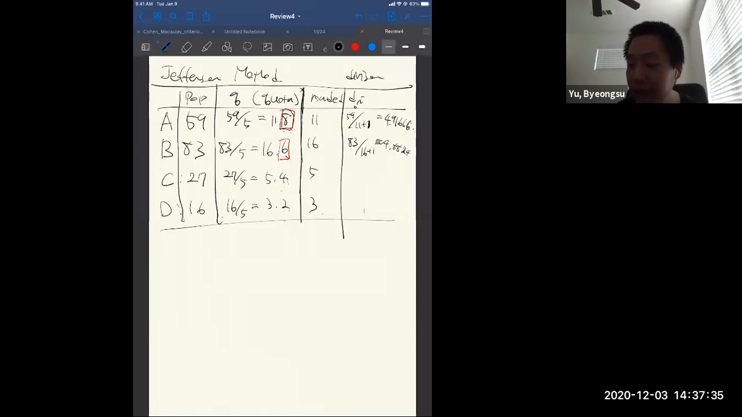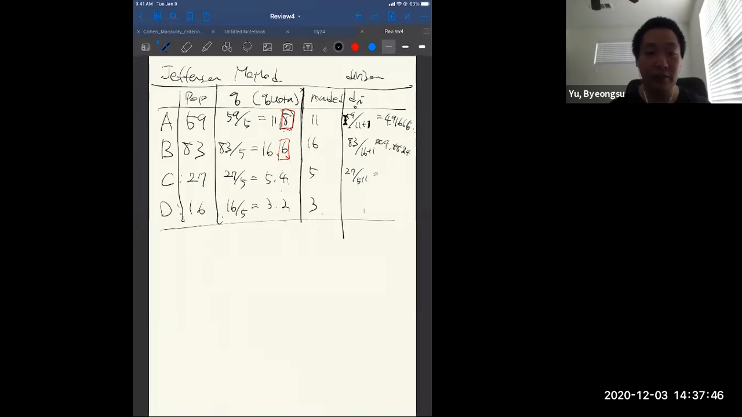Likewise in C, it is 27 divided by 5 plus 1, which is 6, over 2, which is 4.5. And in the last case, divisor D, it is 16 divided by 3 plus 1, so it is 16 divided by 4, which is 4, right?